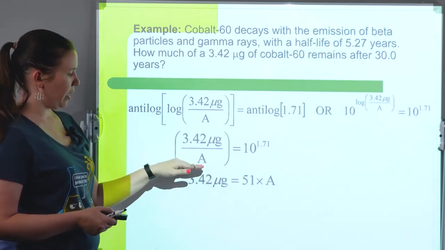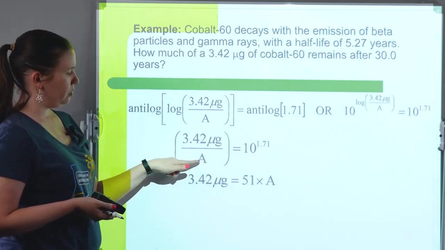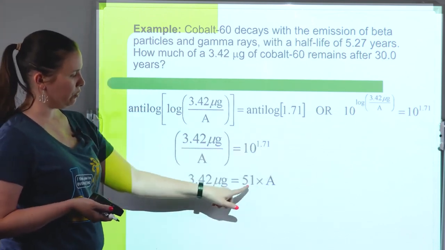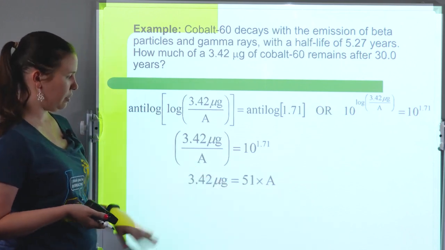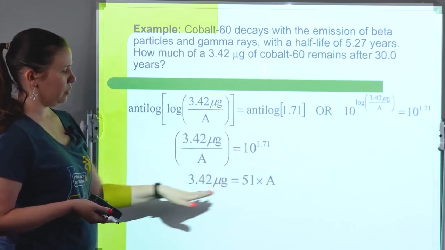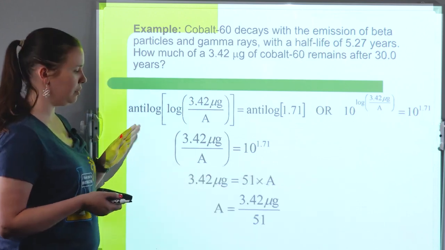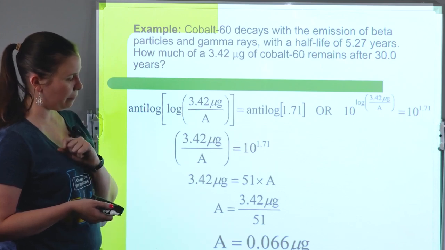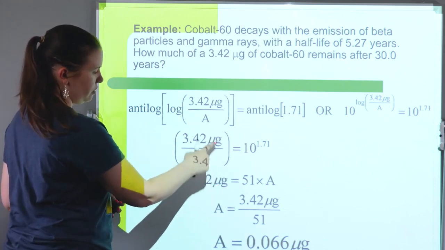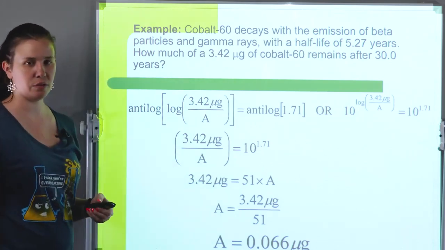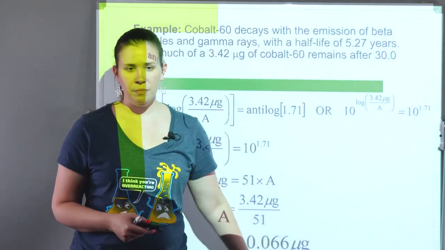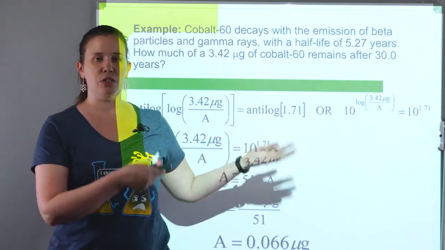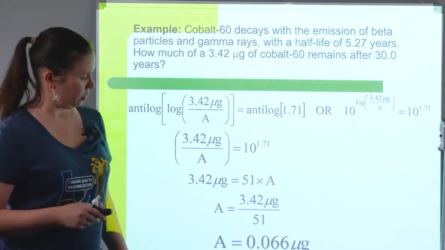The next problem is that A is in the bottom. So in order to get that out of the bottom, I'm going to multiply both sides by A. So I end up with 51 times A, and setting that equal to the 3.42. So now to isolate A, I'm dividing by 51, and I finally get my amount of 0.066 micrograms. Notice the only unit still left here is the micrograms and how that appears in the final answer. And doesn't it make sense that the units for the amounts would be the same? By the way, also your units for the time and the half-life should also be the same.